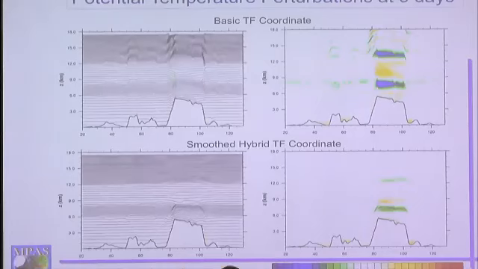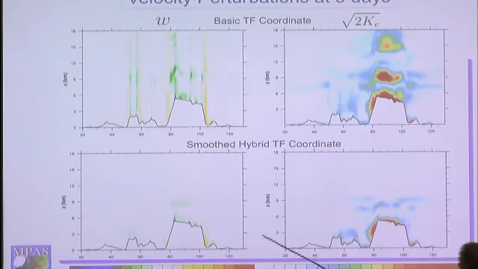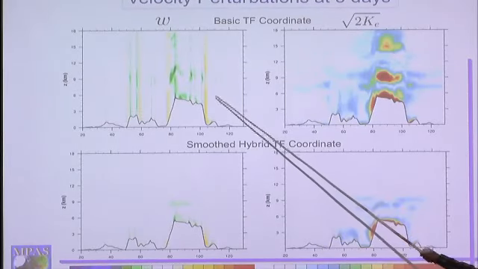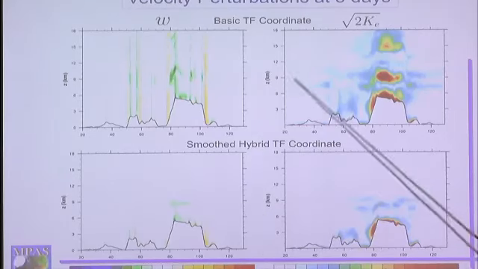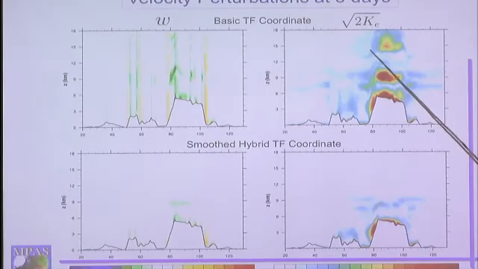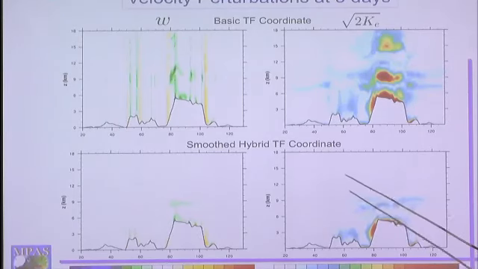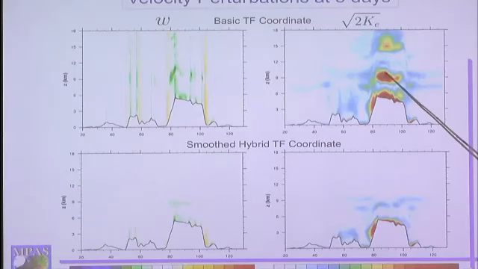If we look at other fields, this is vertical velocity with the basic and the smooth coordinate. And this is essentially the absolute value of the horizontal velocity. This is square root of 2 times the horizontal kinetic energy. And again, you can see that the significant perturbations that we see at upper levels are now pretty much removed with the smooth coordinate.